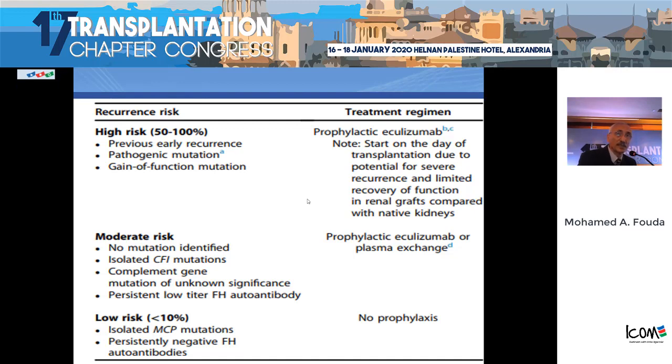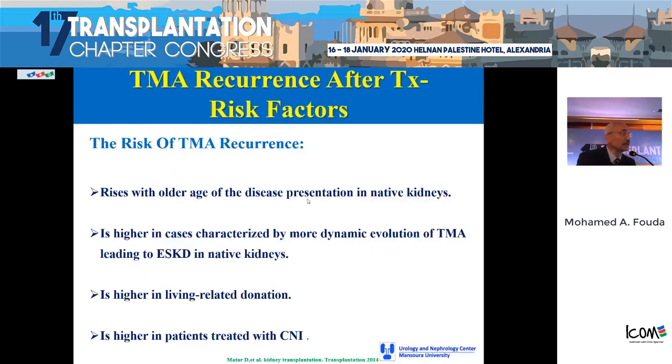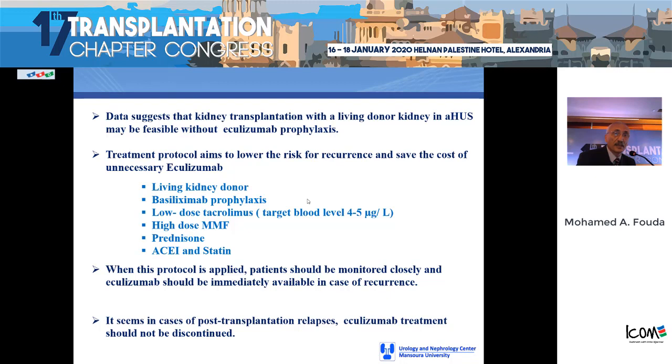We can see here the risk stratification. We should not forget the clinical parameters signifying high risk of recurrence post-transplantation. And the attractive point is that the data suggest that kidney transplantation with a living donor may be feasible without eculizumab prophylaxis. But the non-attractive point is that eculizumab should be ready for use when relapse occurs. Of course, the exceedingly high cost of eculizumab is a strong barrier to its use, and the authors in this paper reported that they saved several million dollars. It seems that in cases of transplantation relapses, eculizumab treatment should not be discontinued.